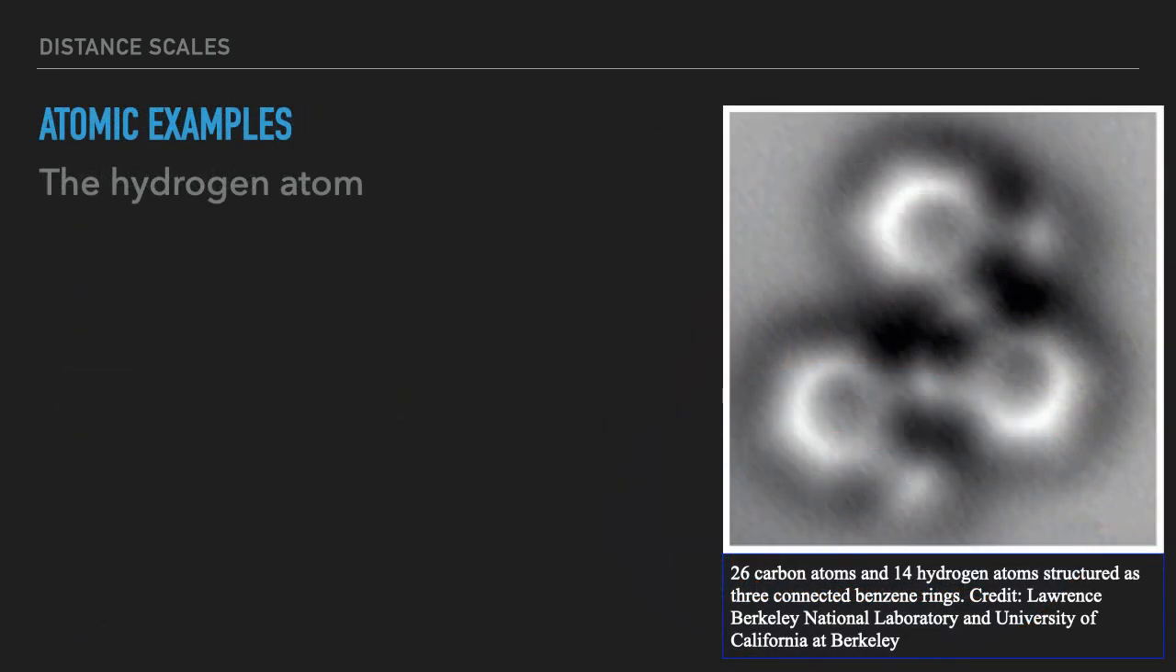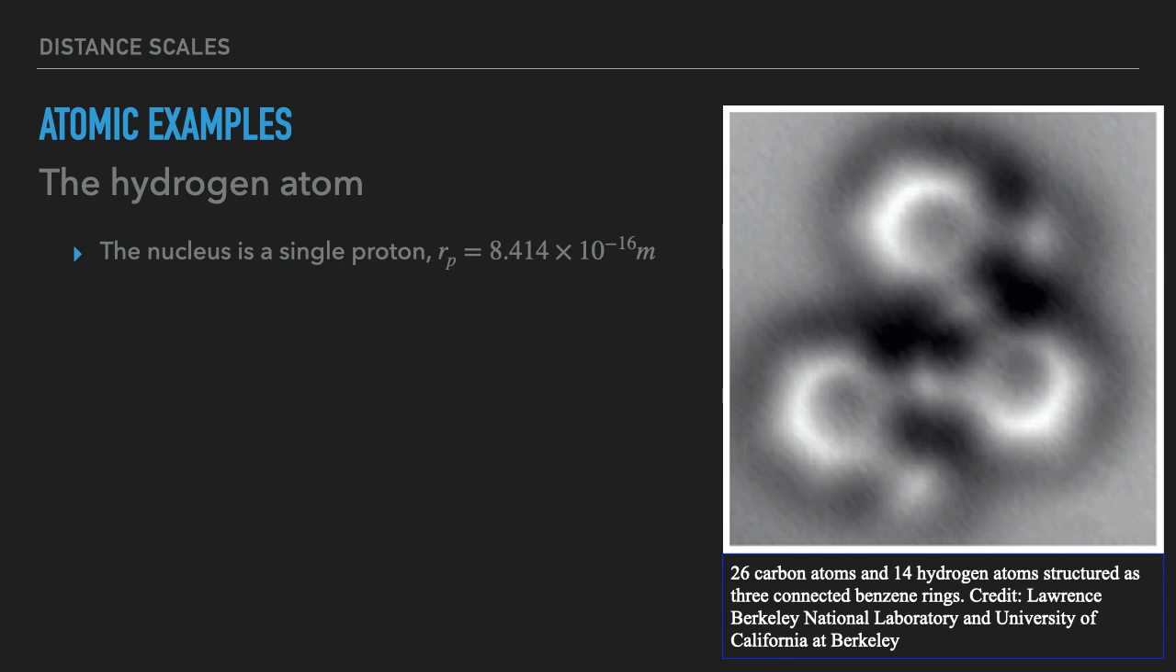Now let's do some atomic examples from the quantum realm of the atom, and we're going to look at the hydrogen atom. Okay, now we have various ways of measuring parts of the atom, and one of the things that we've done is measure the positive charge of the proton. In other words, the proton itself is about 8.414 times 10 to the minus 16 meters, which is a tiny, tiny fraction of a meter, right?